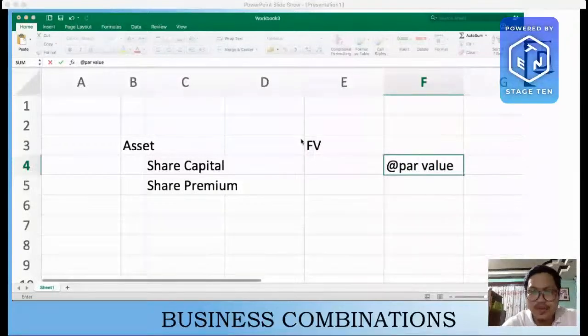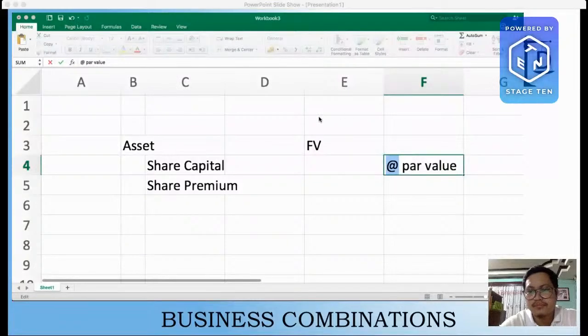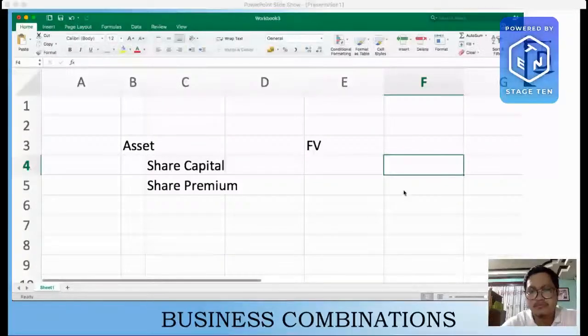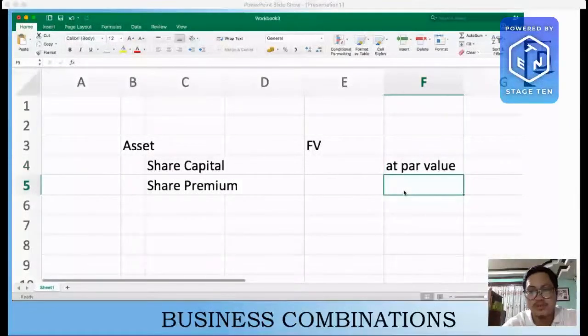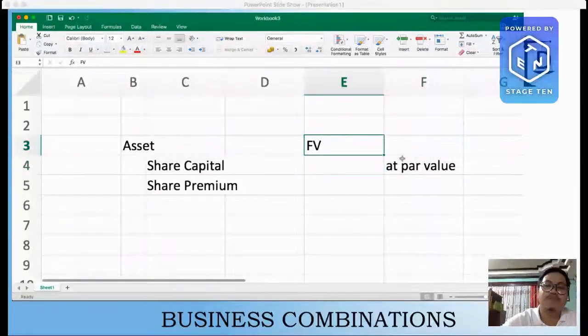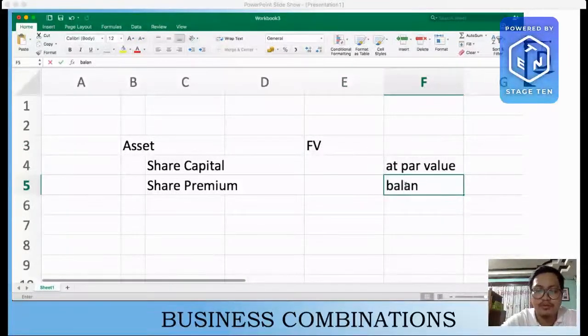And your balancing figure would just be your share premium. So whatever is the difference between your fair value and the par value of the shares issued, the balancing figure would be your share premium.